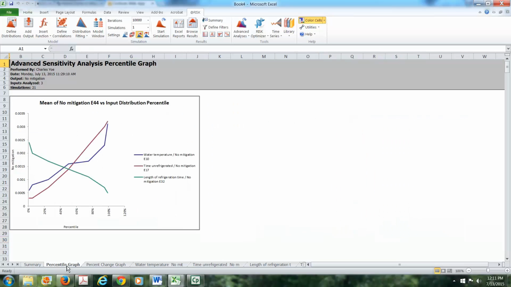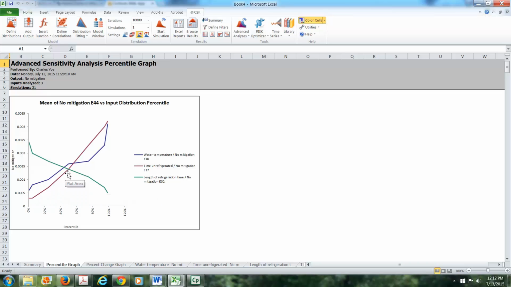There are a couple of other graphics here. This is a spider graph. Here they call it a percentile graph because we have percentiles on the horizontal axis. On the vertical axis, we have the illness rate. So this is 5 per 10,000, 35 per 10,000. When we look at water temperature, we're basically seeing that as the water temperature increases, the rate of illness increases. Okay? For time refrigerated, that's this reddish line.